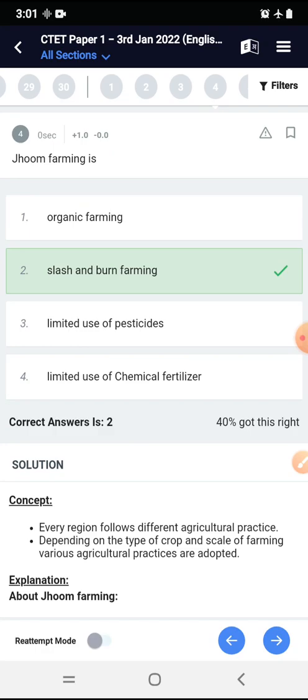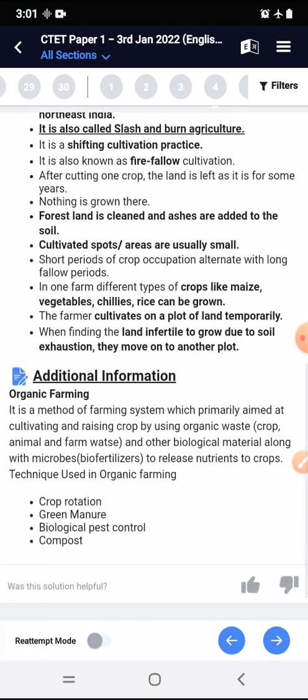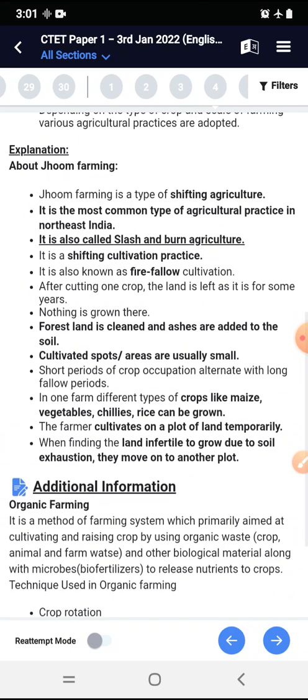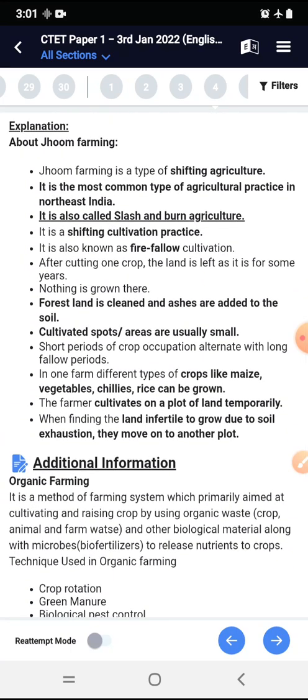Jhum farming is also called slash and burn farming. Jhum farming is a type of shifting agriculture. It is the most common type of agriculture practice in Northeast India. It is also called slash and burn agriculture. It is a shifting cultivation practice. It's also known as fire fallow cultivation. Why? Because they will slash and burn it. They will burn all the remaining crop here. That's why it is fire fallow cultivation.